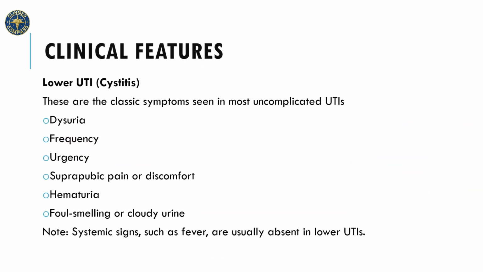Now we'll talk about the clinical features of UTI. UTIs can present in different ways depending on the site of infection and the patient's age or condition. Lower UTI, or cystitis, typically causes dysuria, that is painful urination, frequency, urgency, suprapubic pain or discomfort, hematuria, and sometimes cloudy or foul-smelling urine. Fever is usually absent in lower UTIs.